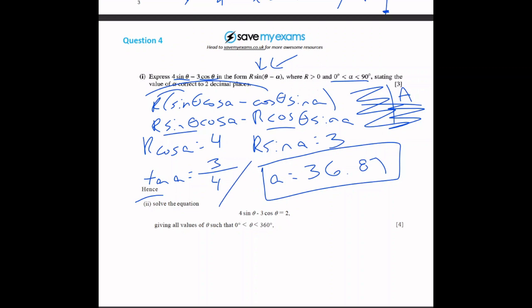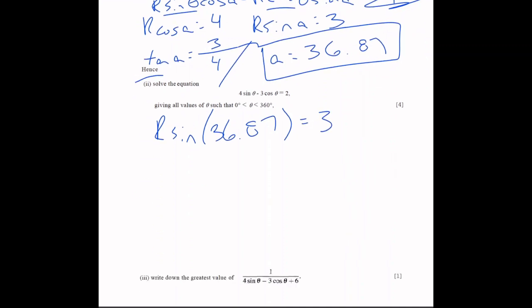So I'm going to use my r sine alpha. r sine of 36.87 is equal to 3. So now I divide by sine 36.87 on both sides. Gets rid of this. So now r is equal to 5. It came out to be a nice, pretty number in the end. That's not our final answer, I just wanted to box it in.